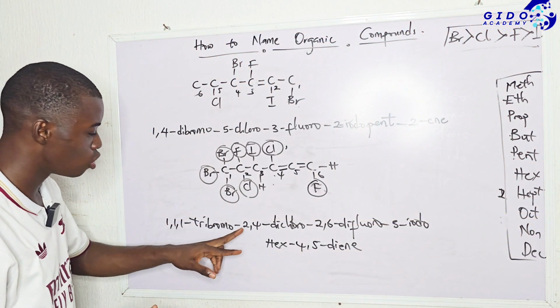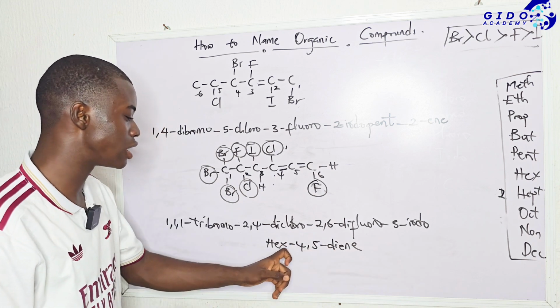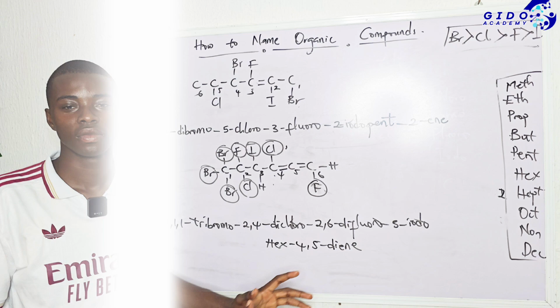1,1,1-tribromo, 2,4-dichloro, 2,6-difluoro, 3-iodo, has 4,5-diene.